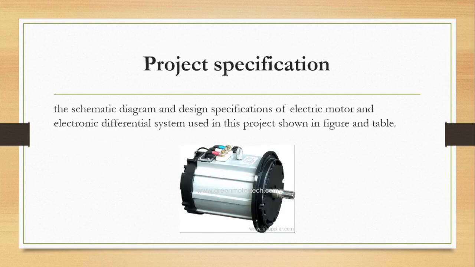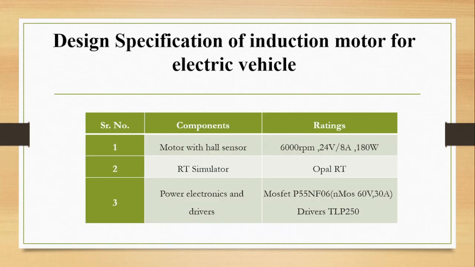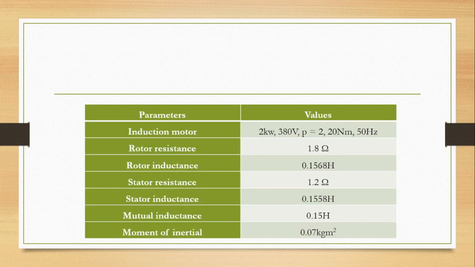The power specifications, or project specifications. There are various types of electric motor and electronic differential systems used for electric vehicles, but the schematic diagram and design specification of the electric motor and electronic differential system used in this project are shown in the next figure and table. You can pause the video at any point to look at the table. This is table number 2.